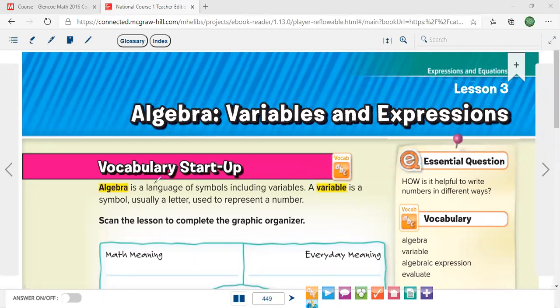A variable is a symbol, usually a letter. The most famous letters in algebra are A, B, C, and X, Y, Z, the first three letters and the last three letters. Of course, we can use any letter, but I'm telling you about the most famous ones, used to represent a number.